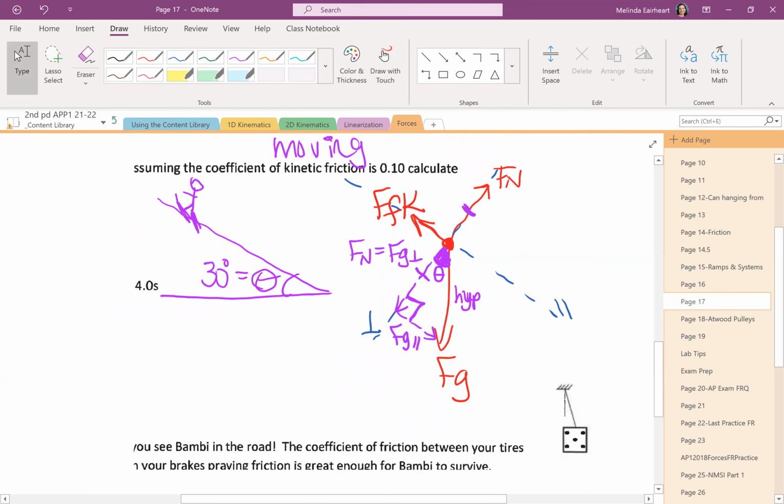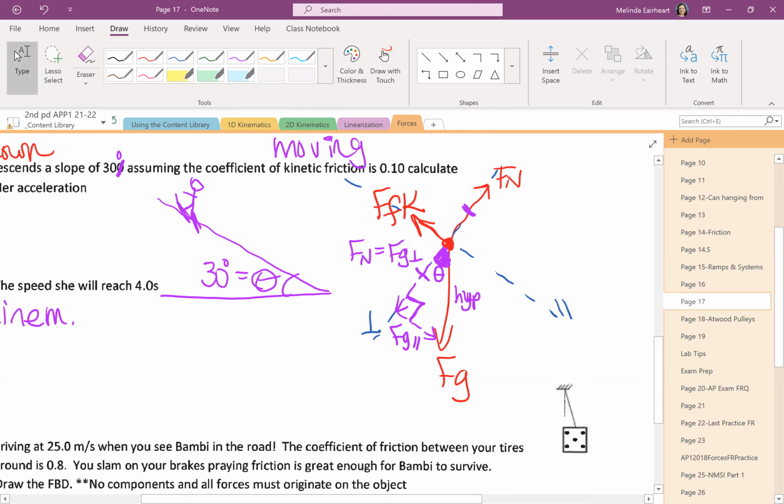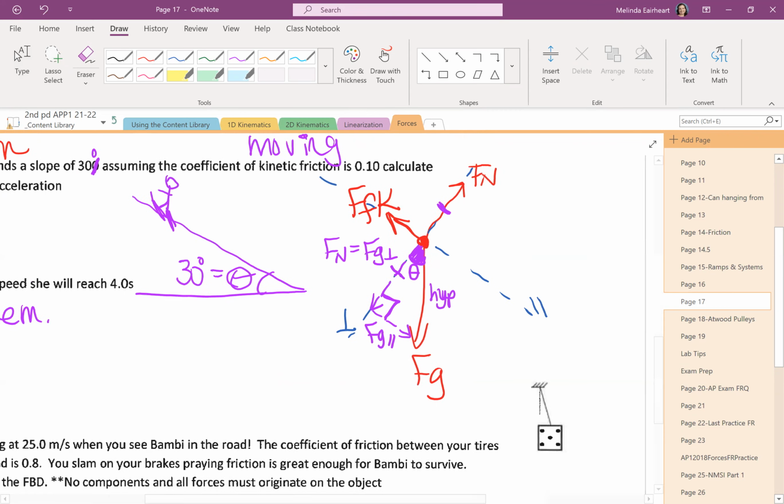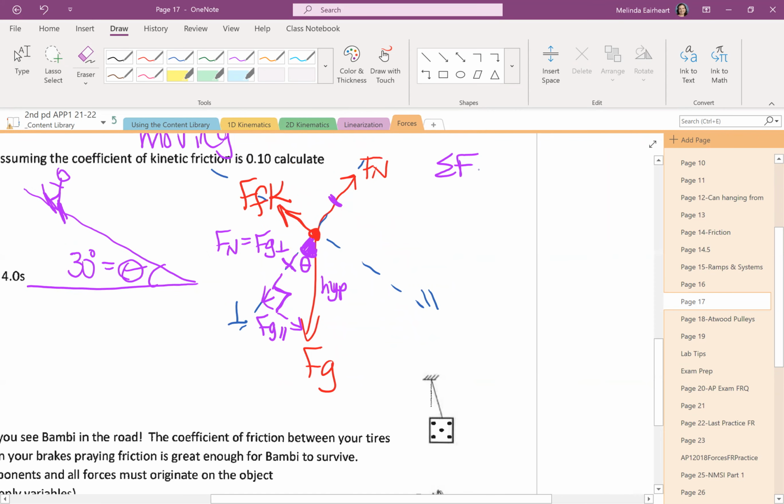Now to solve for acceleration, ask yourself, in which dimension is this skier accelerating? The parallel. So we want to write an FNet parallel, or you can call it FNet X. It's the new X direction. And so they're going downward. So maybe I need to define my positive direction. I like to go forward as positive.